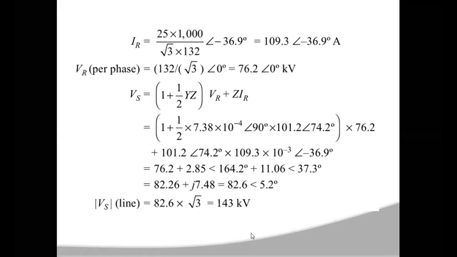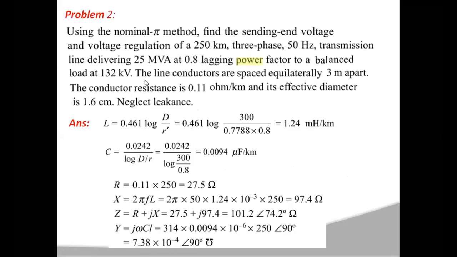Here in the given problem, they also gave the load. So load and receiving end voltage both are given. This is your load, 25 MVA at 0.8 lagging power factor, and the load voltage is 132 kV. That means your VR value is 132 kV, and the load in terms of MVA is given.